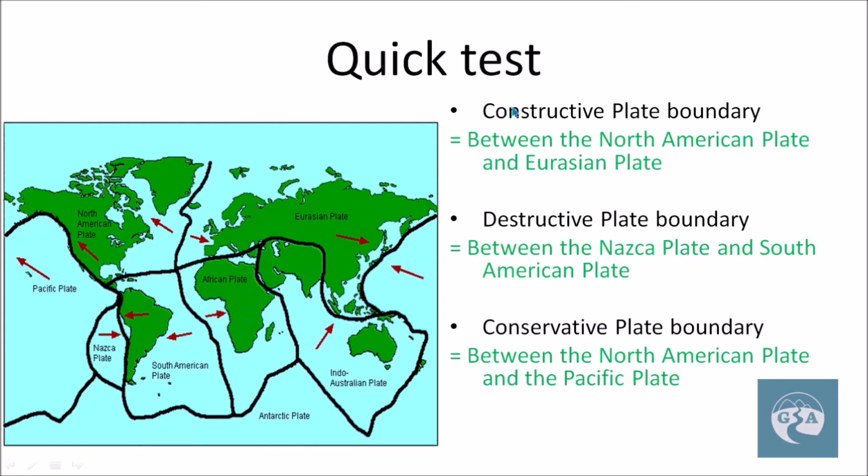Okay, so here are some answers for you. We can see that we'll find a constructive plate boundary between the North American and Eurasian plate. We'll find a destructive plate boundary between the Nazca plate and the South American plate. And we might find a conservative boundary between the North American plate and the Pacific. So there you have it. Those are the 3 plate boundaries that you need to know for your exam.